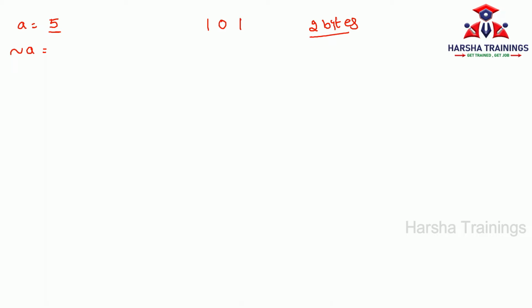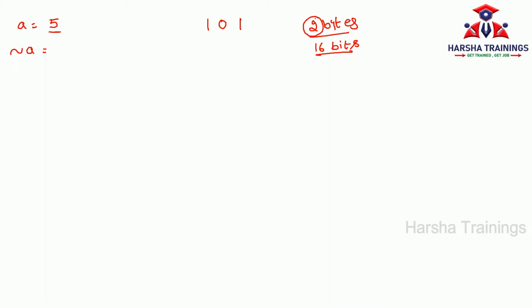1 byte is equal to 8 bits. 2 bytes is equal to 16 bits. That means your integer number is stored in 16 bits. Remember, this is not fixed. Depending upon the architecture, it may be 4 bytes or say 8 bytes or 10 bytes, whatever it is.